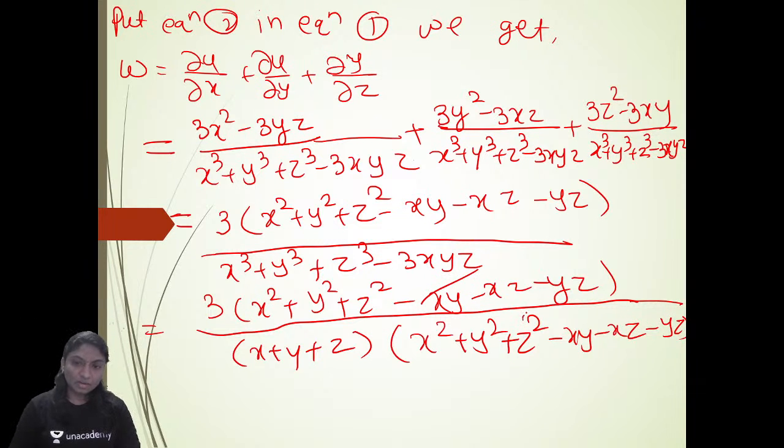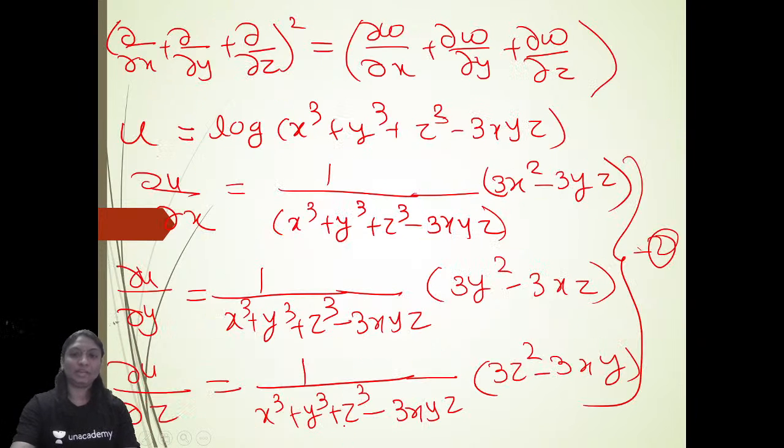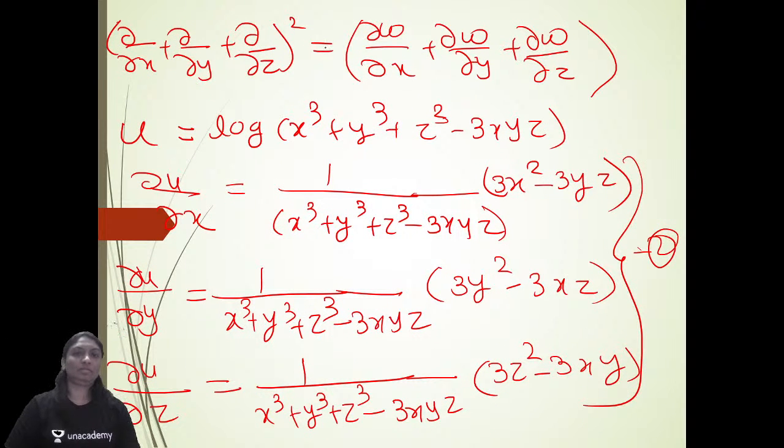Now see, the numerator and denominator get cancelled out. So your W becomes 3 upon x plus y plus z. Now it's very simple. Now we just have to evaluate this derivative. We will call this star.